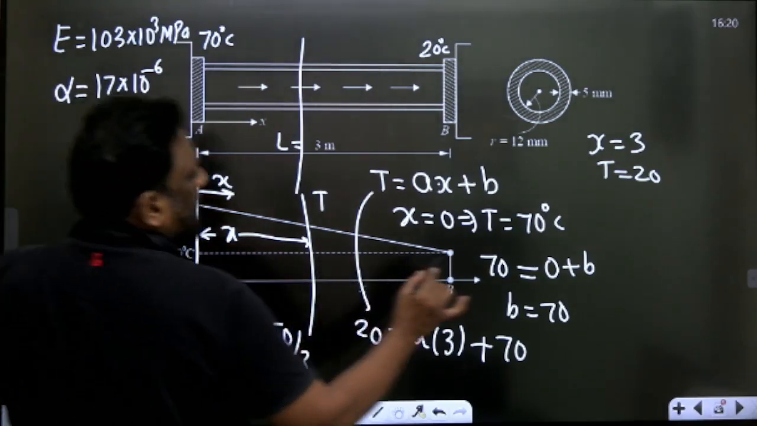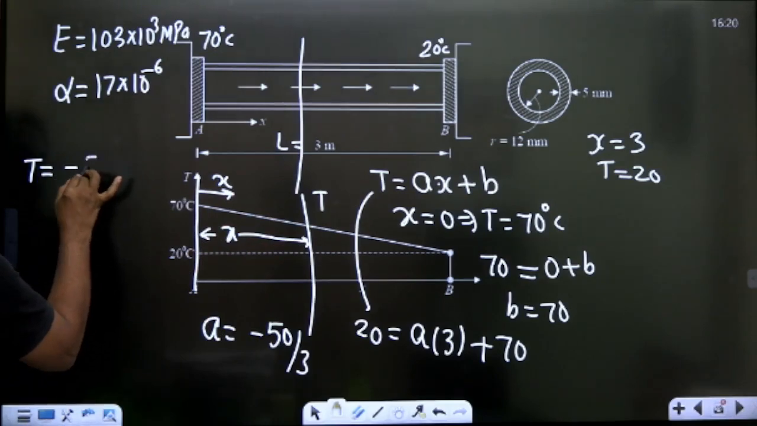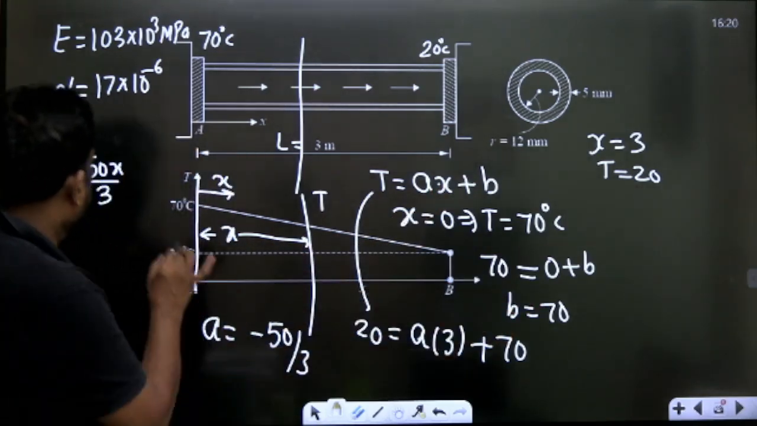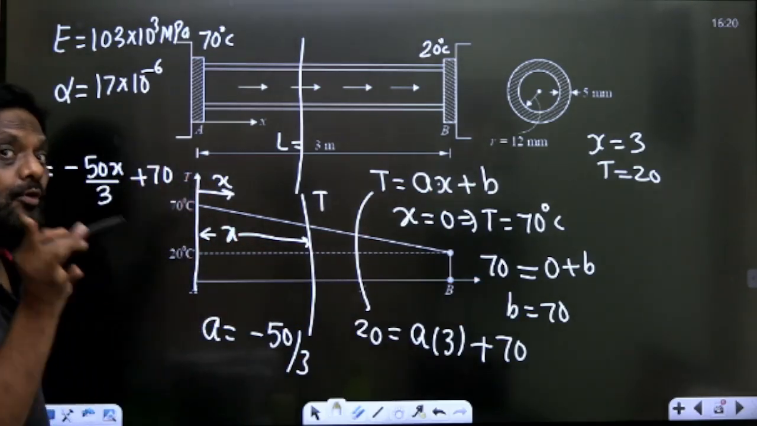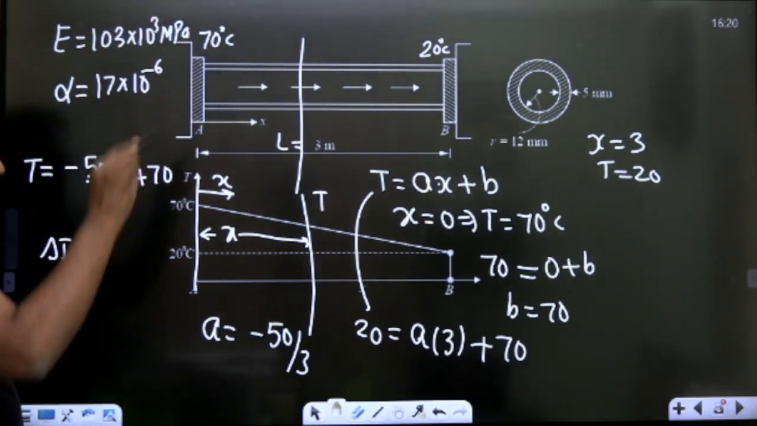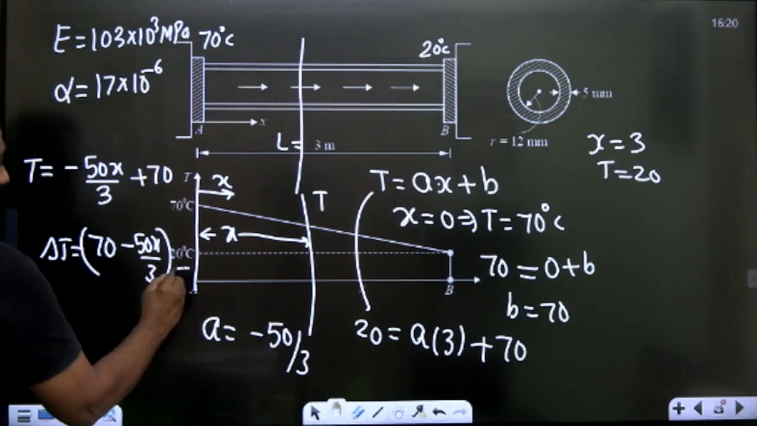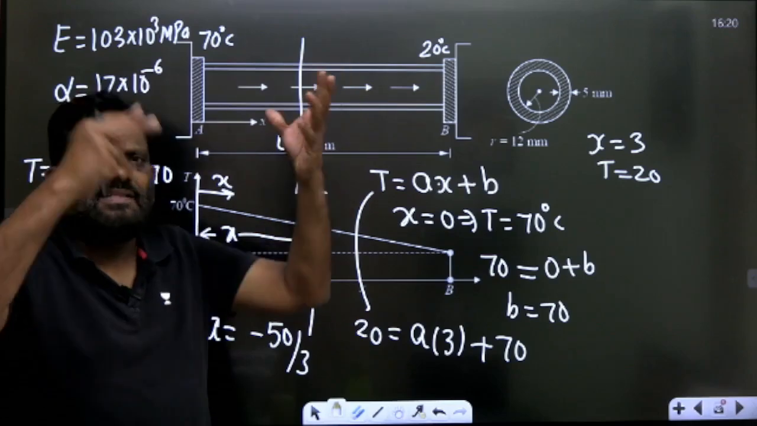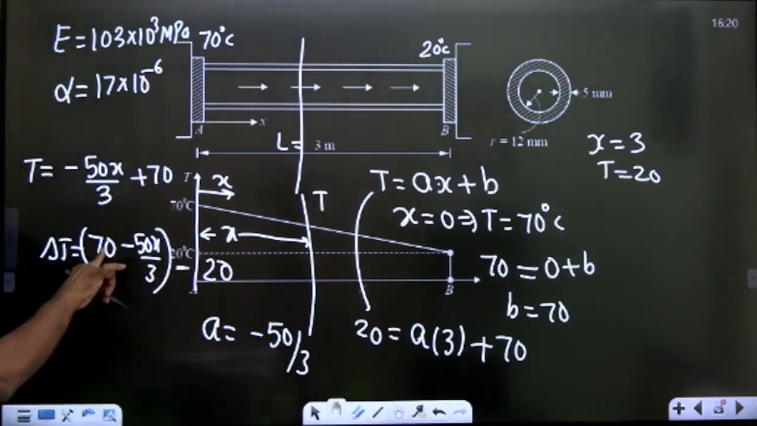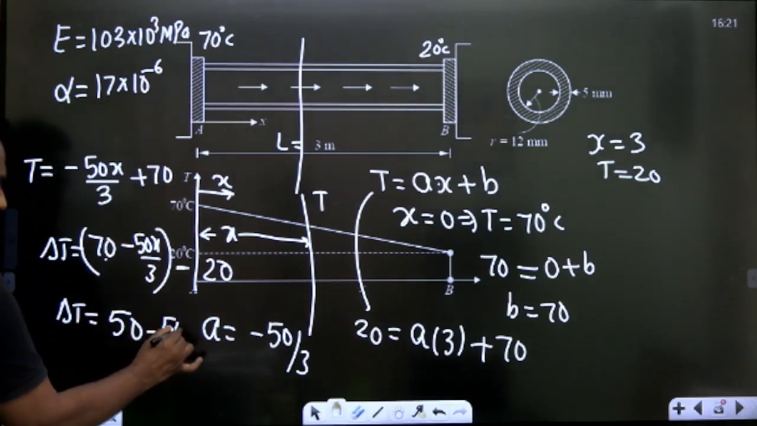Now the profile will be ax plus b. What is a? Minus 50x/3, plus b, which is already known to me as 70. This is the temperature profile, but you need delta T. This is the temperature, so delta T will be equal to this minus the initial temperature. So 70 minus 50x/3 minus the initial temperature is delta T. The initial temperature is given as 20. 70 minus 20 is 50, so delta T is 50 minus 50x/3.